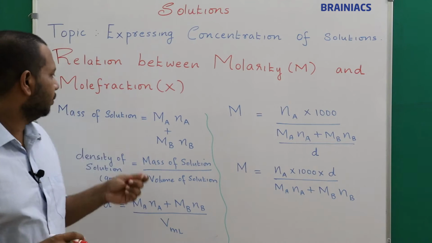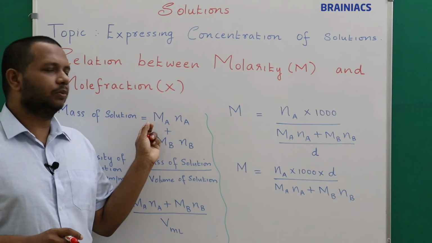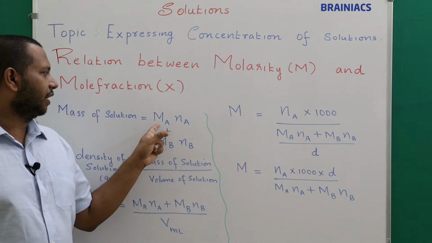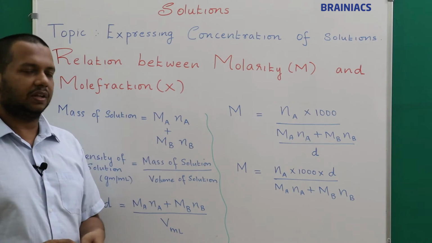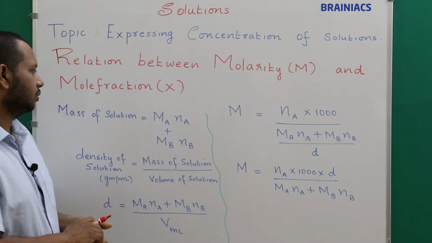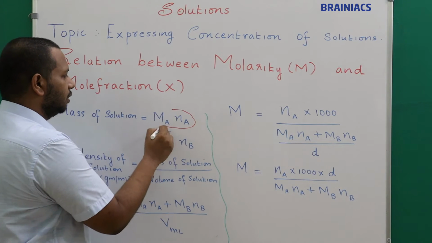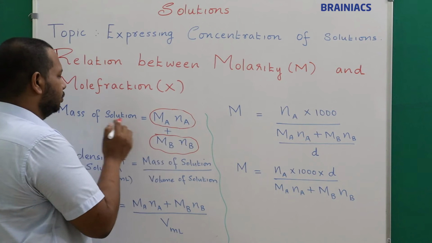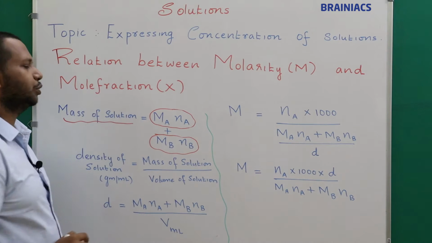So I have substituted here, mass of the solution is equal to MANA plus MBNB, where MA into NA, as we have seen, is multiplied, so that it is the mass of the solute. This stands for mass of the solute and this stands for mass of the solvent. When you add these two, you will get mass of the solution.